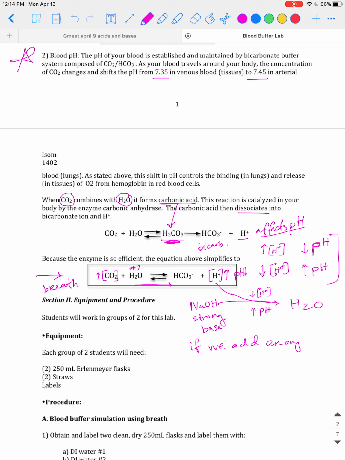If we add enough or too much NaOH, we will have leftover OH minus. All right, so we're going to be adding drops of a solution of sodium hydroxide. It'll be reacting with our H+, neutralizing it to make water, and at some point we might use up all the H+ ions in solution and we'll have some OH minus left over, okay?